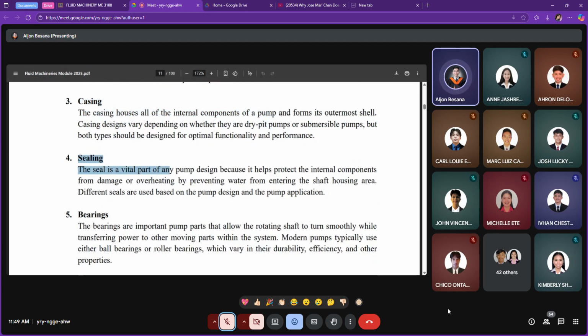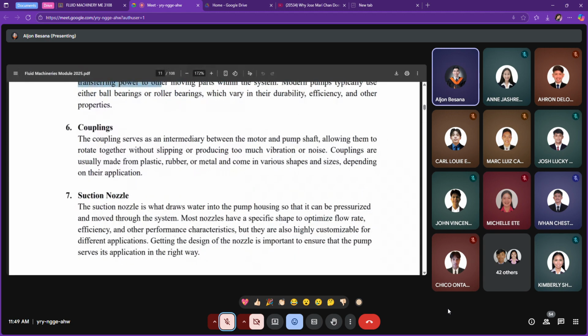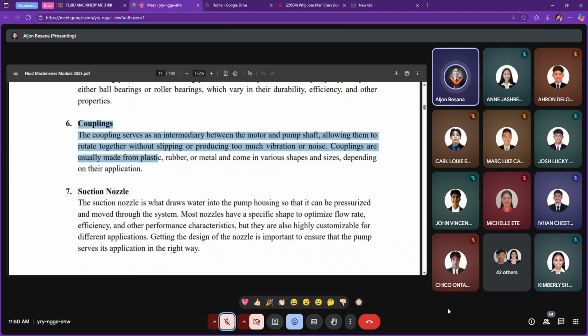Si sealing naman po siya yung nagpe-prevent ng leakage ng fluid entering or ng gas entering to the impeller going to the motor. Then bearing naman po, katulad nung sa mga bike at sa mga sasakyan, naglalagay tayo ng bearing para ma-reduce o maiwasan yung wiggling motion dahil meron tayong rotating element. Si coupling naman po siya nagdudugtong sa shaft, papunta kay impeller, papunta kay motor.